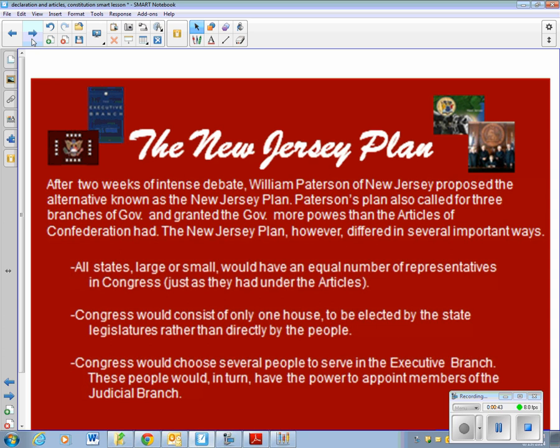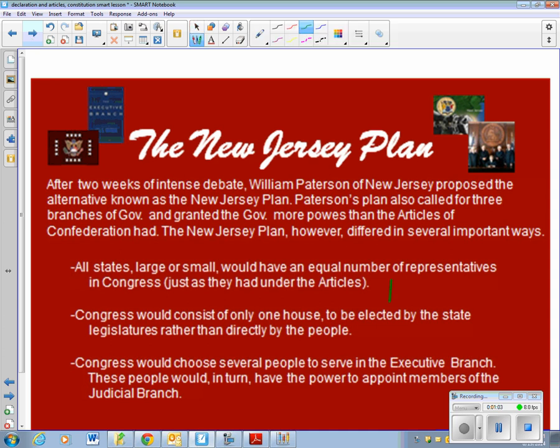The New Jersey plan is then the solution that is proposed by Mr. William Patterson. He called for 3 branches of government, and he wanted to give it a little more power than the Articles of Confederation had. However, it was different from the Virginia plan in that all states would have an equal number of representatives in Congress, so it'd be 1 vote per state.